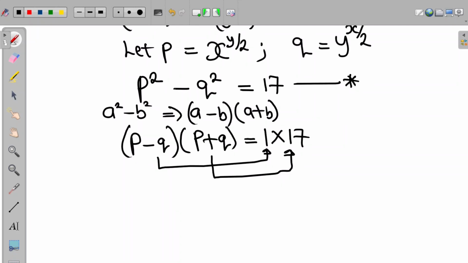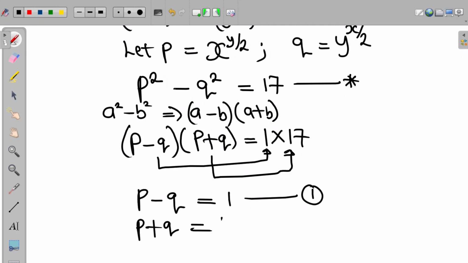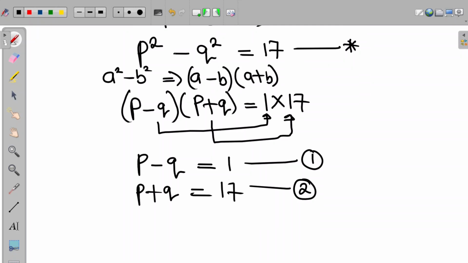So therefore, p minus q is equal to 1. Let's call this equation 1. And also p plus q is equal to 17. Let's call this equation 2. Now we can solve equation 1 and equation 2 simultaneously. If we add equation 1 and 2, p plus p is 2p, minus q plus q is 0, so they cancel out, and 1 plus 17 is equal to 18.